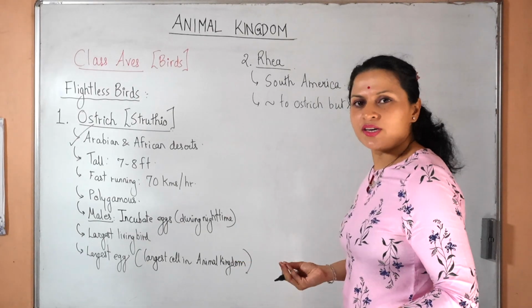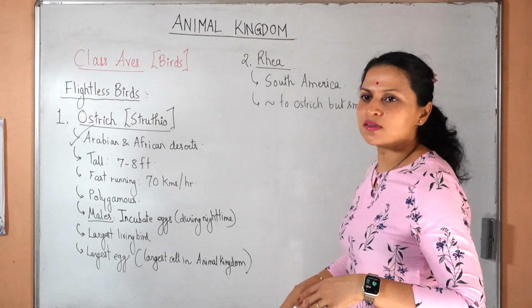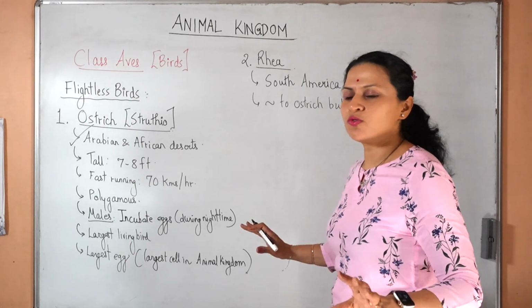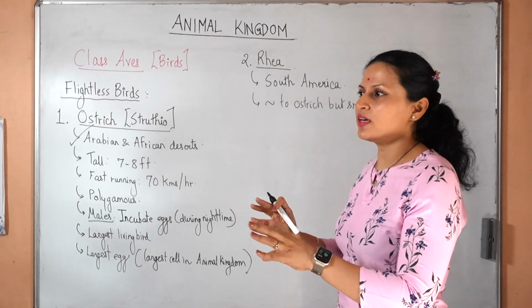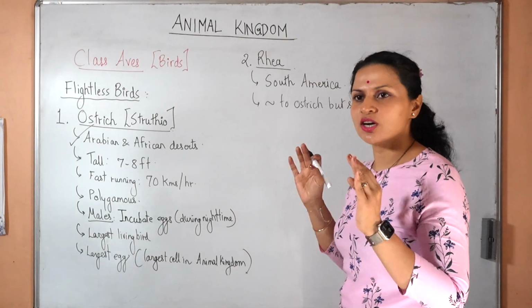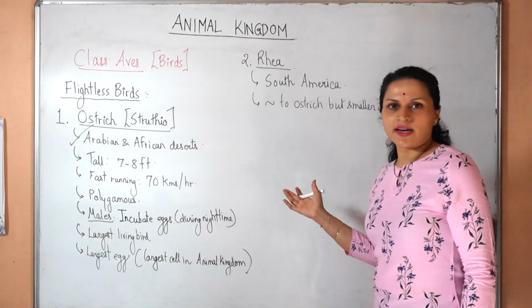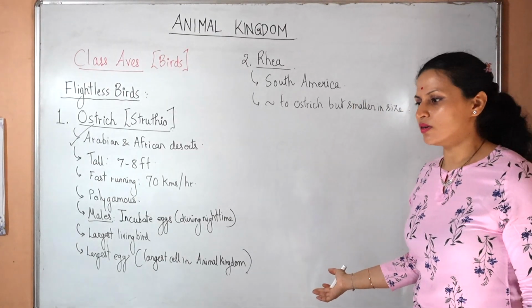Both had rudimentary wings and both started having this fast-running habit. Eventually, over evolution, they both started looking similar to each other and their characteristics are very much alike. This is an example of convergent evolution. Rest of the characteristics will be similar to the Ratites.